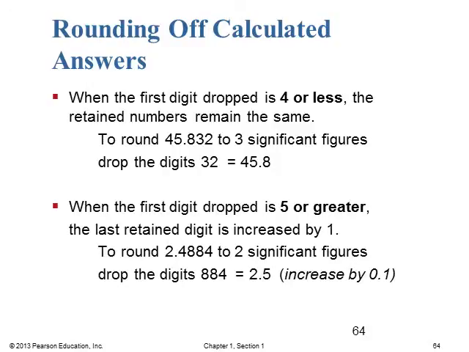Whereas if the first digit that's going to be dropped or cut off is 5 or greater, then the last remaining digit has to be rounded up by 1. And so if we're going to round 2.4884 to two significant figures, we're going to keep that 2 and that 4 place. All right, since we're chopping off the 884, that 8 is greater than 5. And so that means we need to round up the last reported digit by 1. So we're going to report it as 2.5.